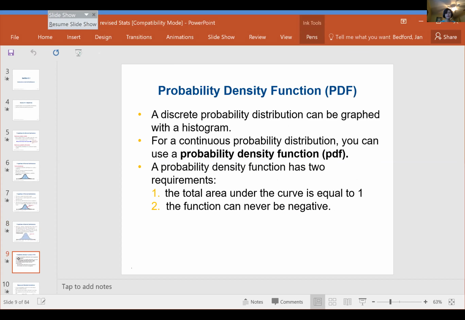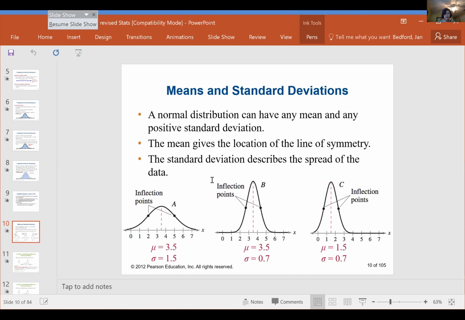And let's talk about this probability density function, a PDF. Remember, we just looked at a binomial PDF, which was when we had discrete data. And so that binomial probability distribution or density function had to do with that. A probability density function means that we're going to have two requirements: that the total area under the curve is equal to 1, and the function can never be negative, okay? And as long as it's continuous data, then we'll be able to get this probability density function for a standard normal curve.